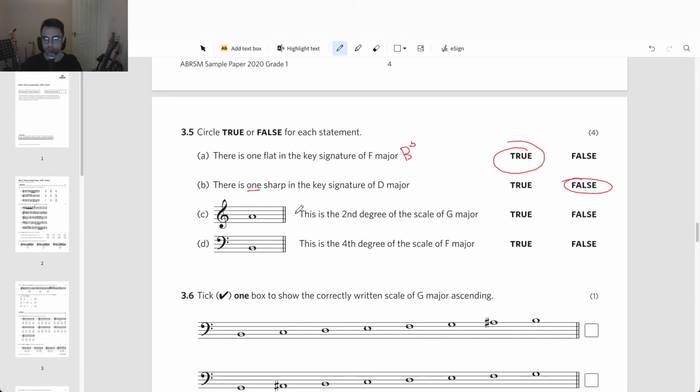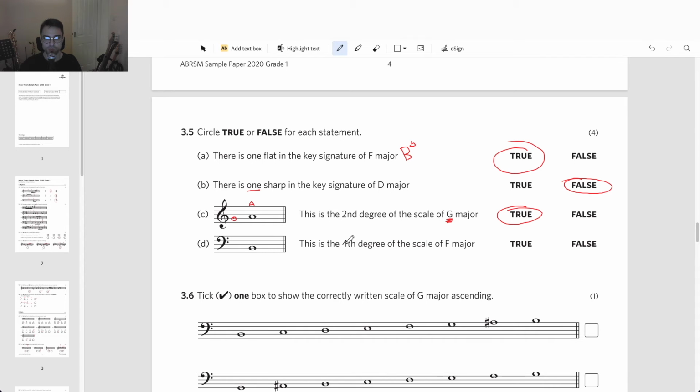Question C. This is the second degree of the scale of G major. Alright, so what note is that? It's an A. What's the first note in the scale of G major? Well, there's your big clue there. It's G. So, G, A. Correct. A is the second degree in the scale of G major.